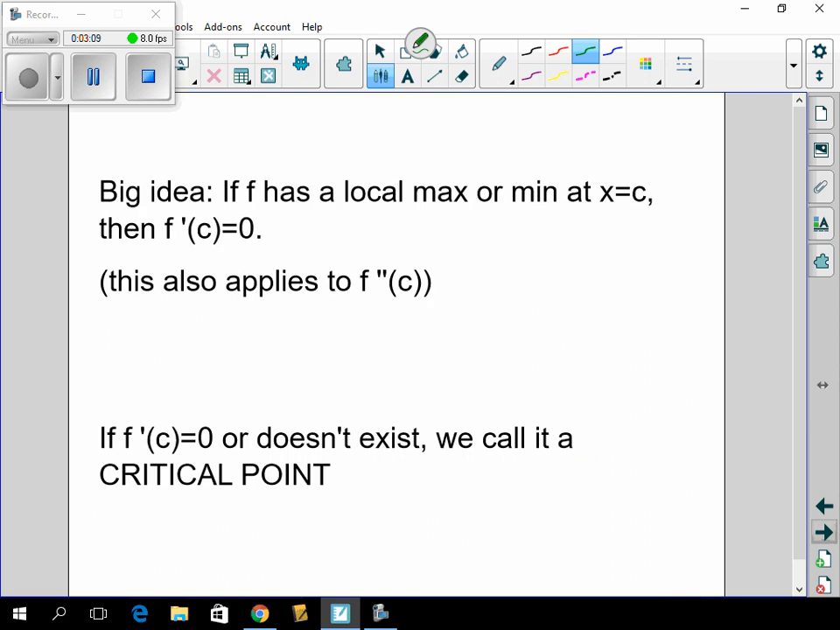So this is our big idea. If f has a local max or min at x equals c, so some value, then the derivative at that point is 0. And this also applies to our second derivative.